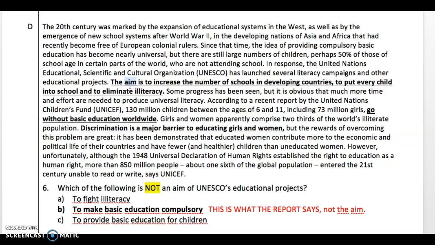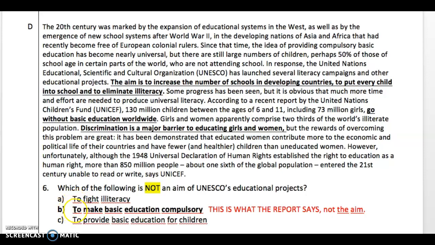So let's go from the options. Option A, to fight illiteracy, is here. Eliminate illiteracy, all right? And C, to provide basic education for children. It's here, to put every child into school.